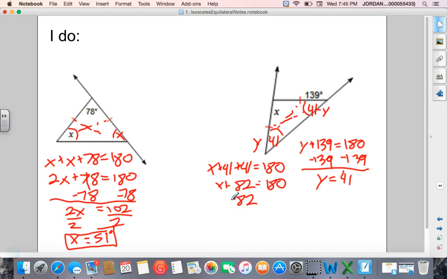So we subtract 82 from both sides. That leaves our x by itself over here, which is what we want. And 180 minus 82 is 98 degrees.